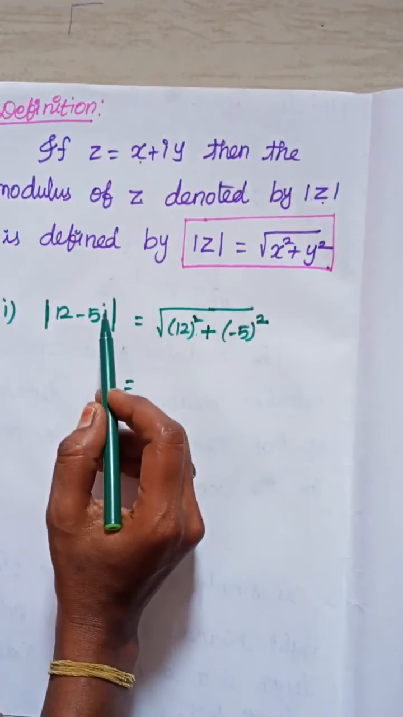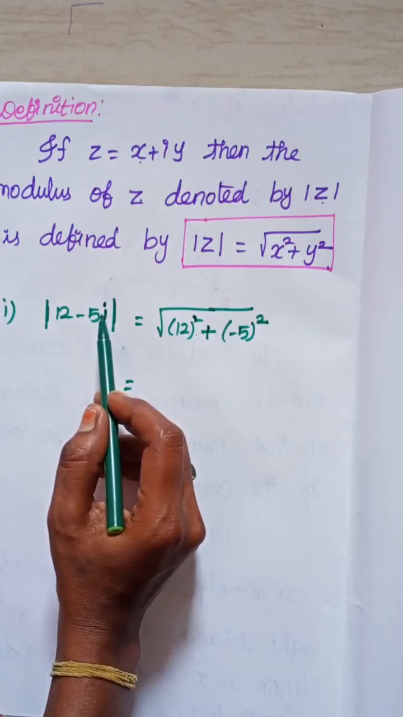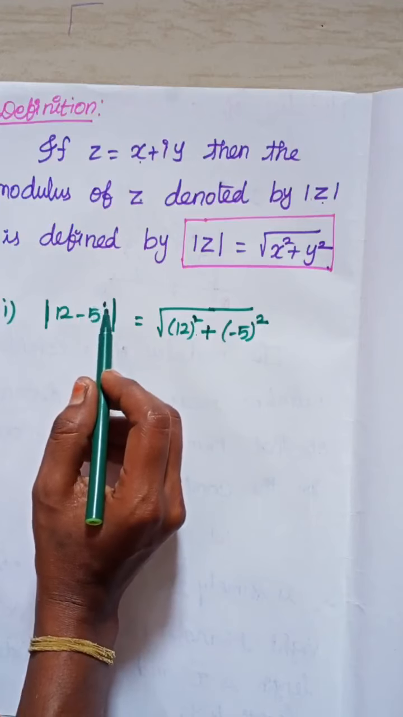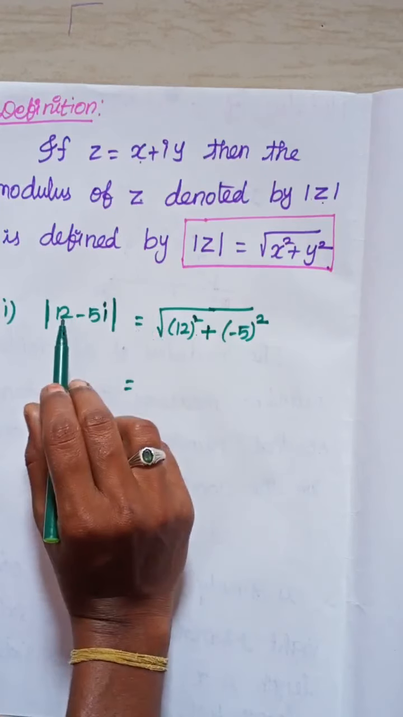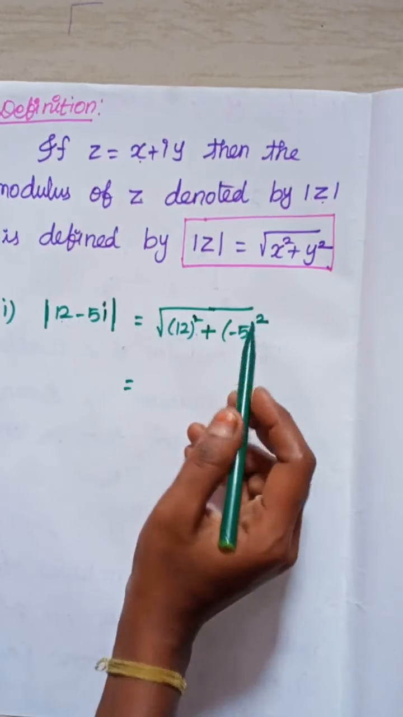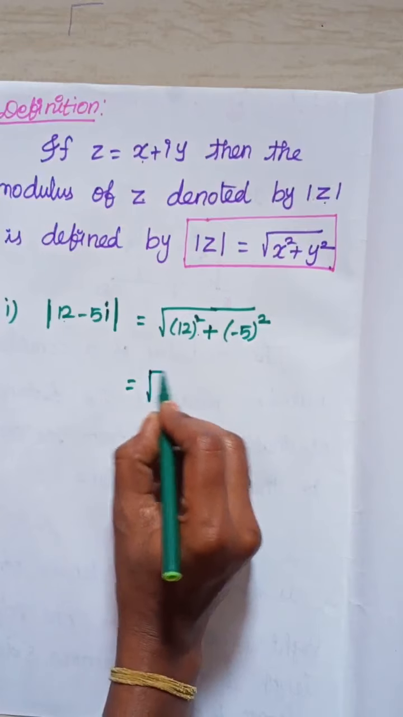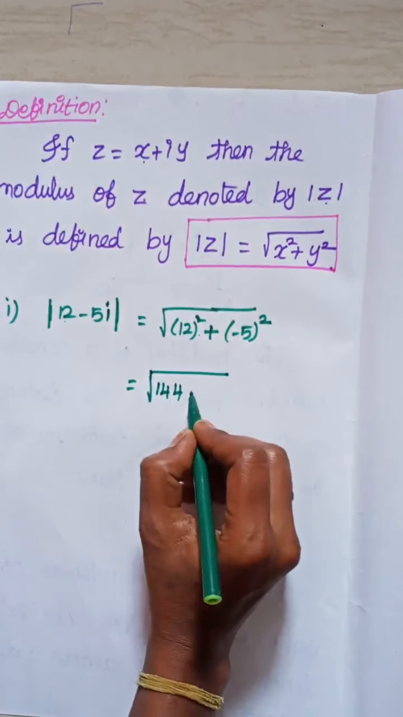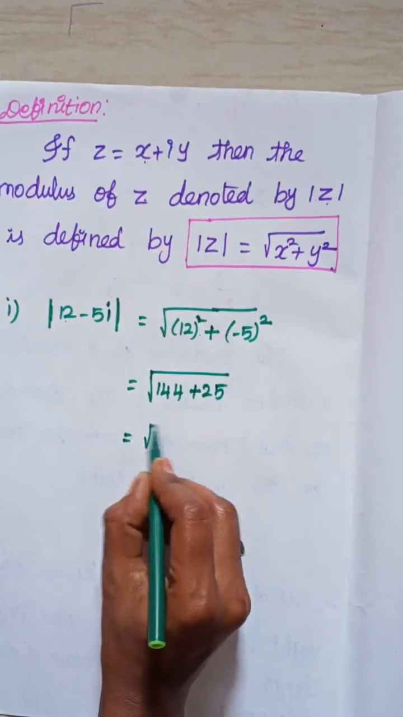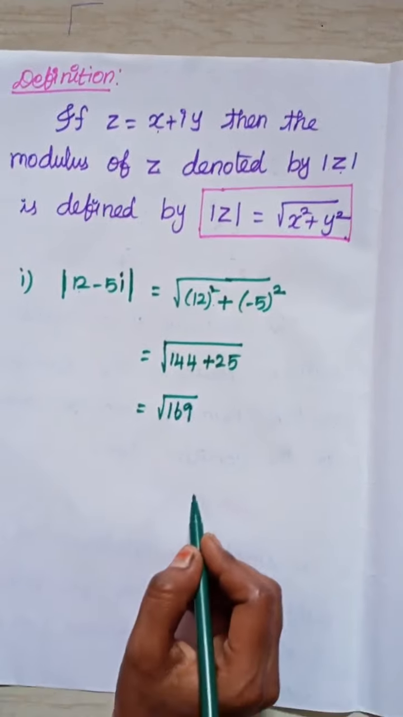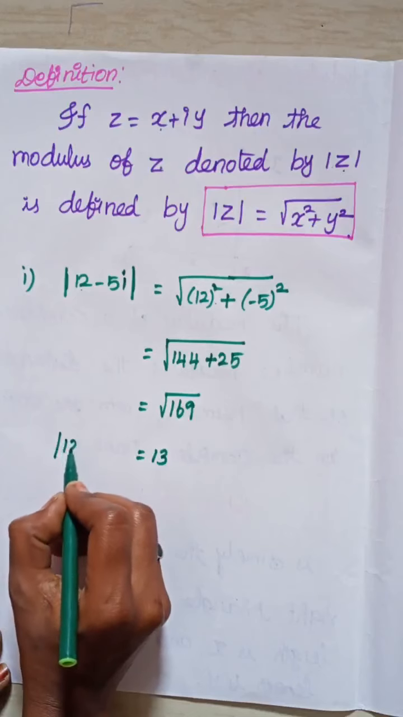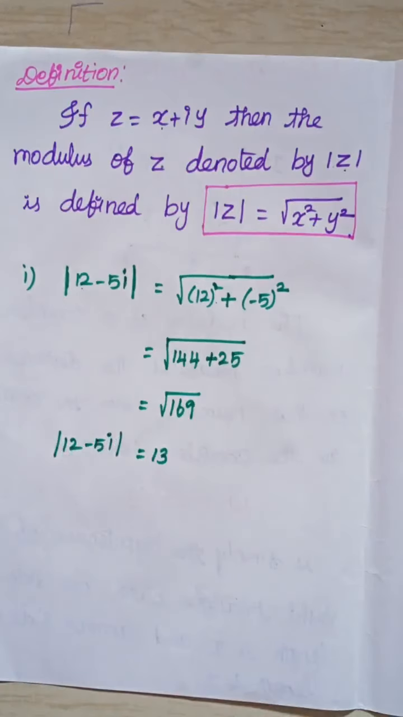There is no i term to consider. Only consider the imaginary part, not the imaginary unit. So modulus of 12 minus 5i is equal to square root of 12 square plus minus 5 square, which is equal to square root of 144 plus 25, which is equal to square root of 169. Square root of 169 is 13. So modulus of 12 minus 5i is 13.